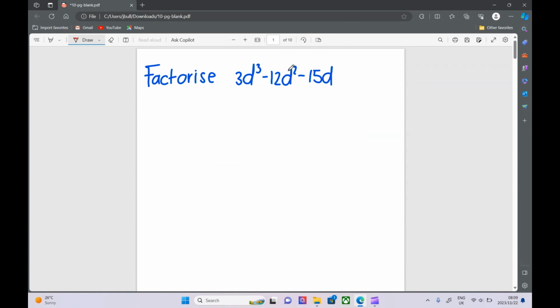Okay, so it almost looks like a quadratic because we do have that square, but then we've got the cube that kind of throws it off. So we're just running through our list. So first of all, do we have any common factors? So this one, we actually do have quite a few common factors.